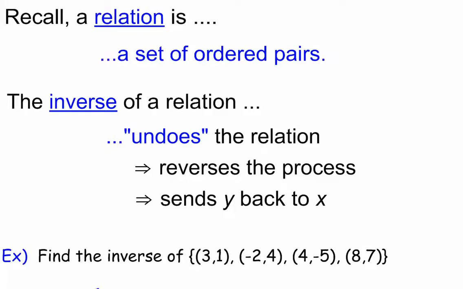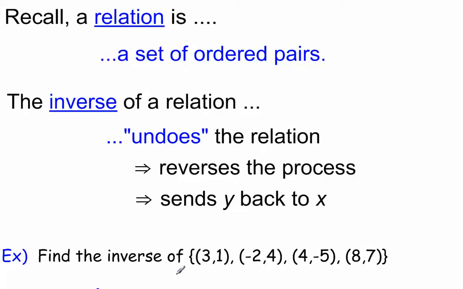The inverse of a relation, and that's what we're going to focus on in this chapter, is something that undoes that. It goes the other way, reverses the process. So if my relation initially is an x sent to a y, the inverse is going to take the y and send it back to x.